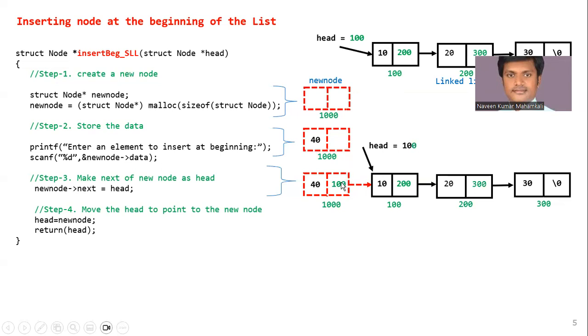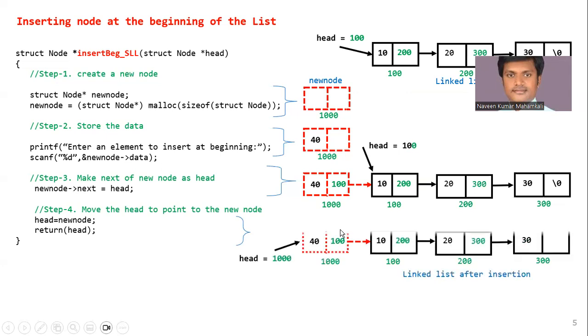So now the next step: head equal to new node. This head, in fact, is having 100 now. We are making changes, head equal to new node. As a result, now head is pointing to new node. Head equal to 1000. It is pointing to new node. You can see this new node is inserted at the beginning. So these are all the steps involved in inserting a node at the beginning of the list.